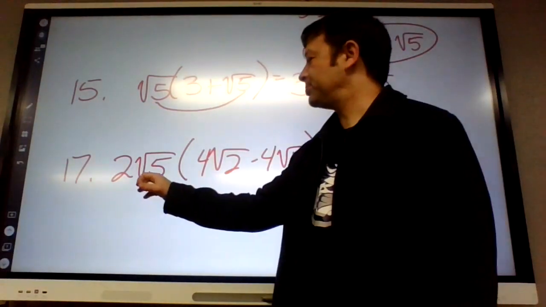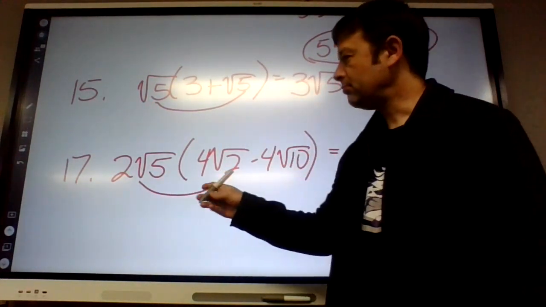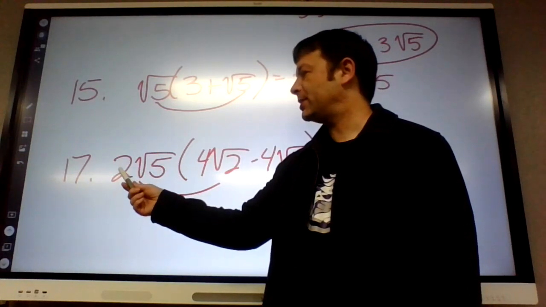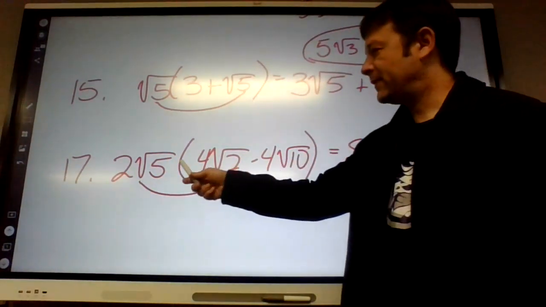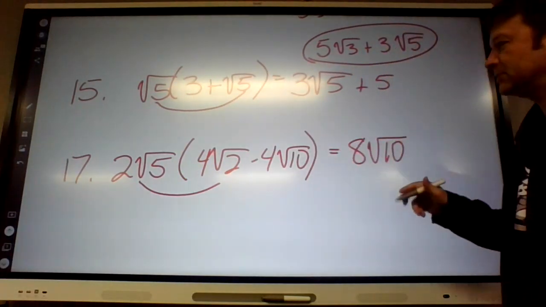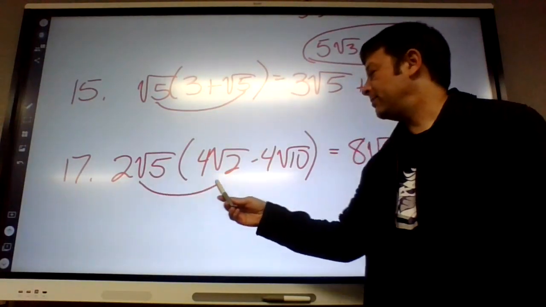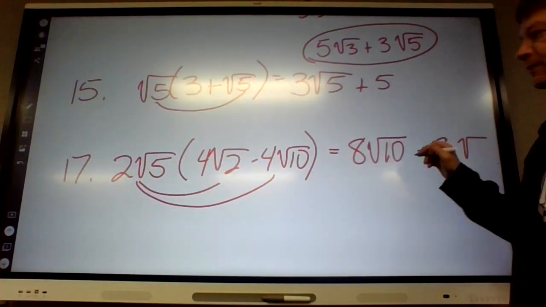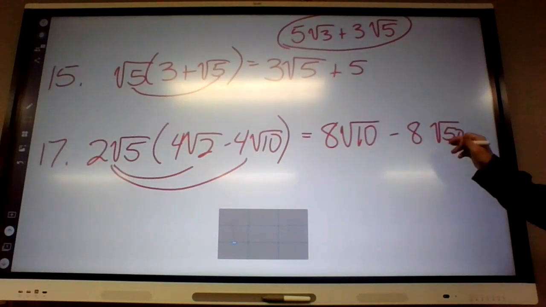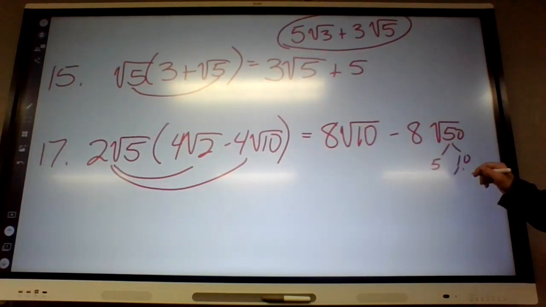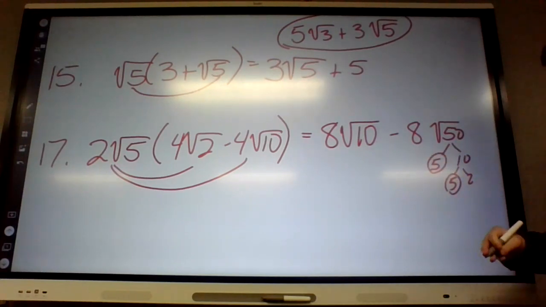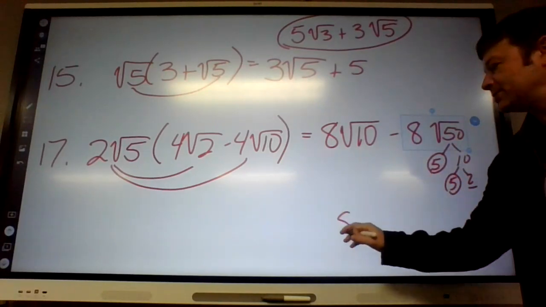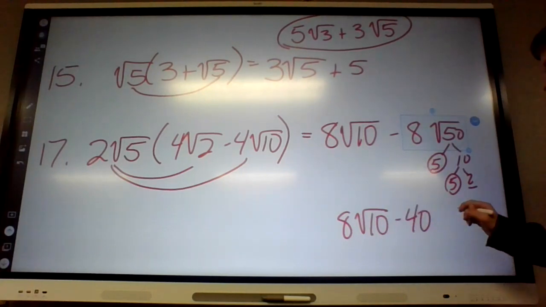Okay, how do we do 2 square root of 5 times 4 square root of 2? The order of multiplication doesn't matter, so we multiply whatever we can. 2 times 4 is 8. 5 times 2 is square root of 10. Does square root of 10 simplify? No, it does not. Minus 2 times 4, 8, square root of 50. Does that simplify? Yeah, it's 5 square root of 2. 8 times 5 square root of 2 is 40 square root of 2. So 8 square root of 10 minus 40 square root of 2.